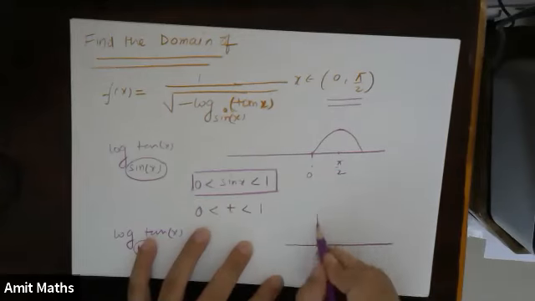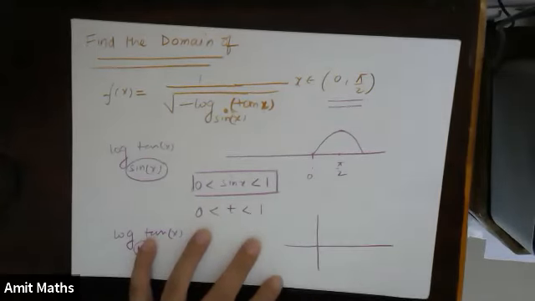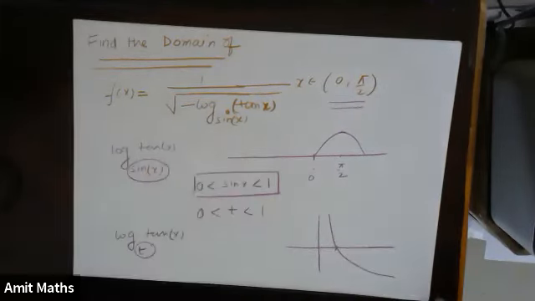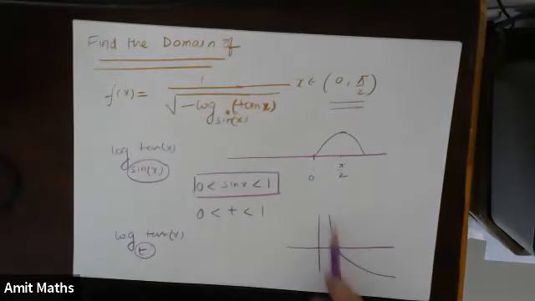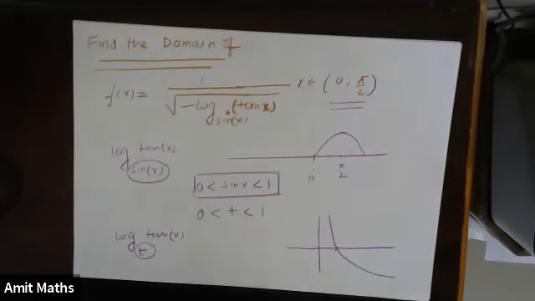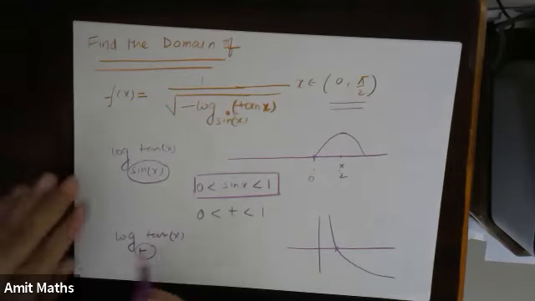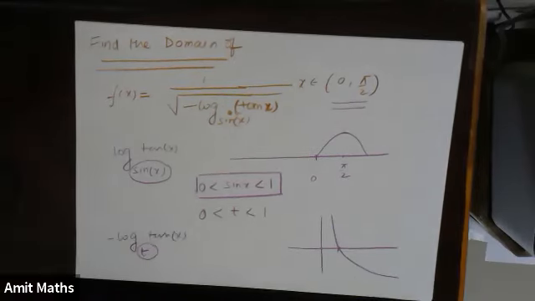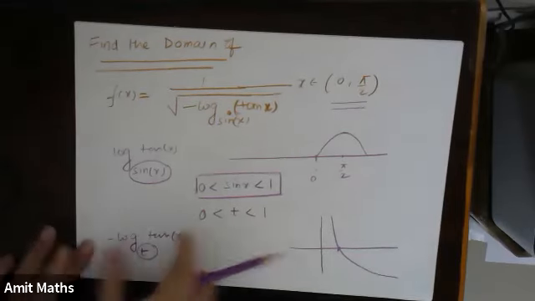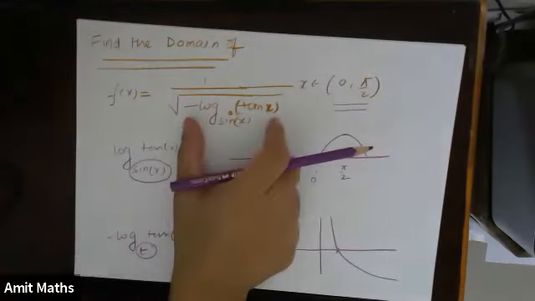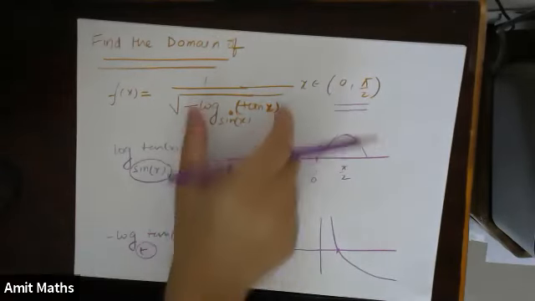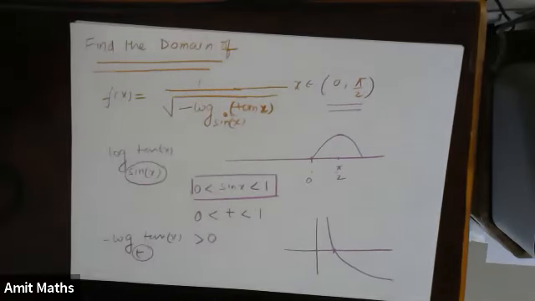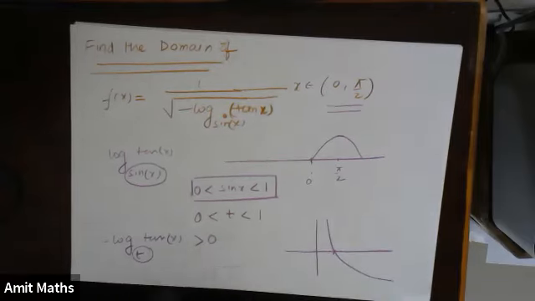That means this is the logarithmic function for a strong base, and this will be the function for a weak base. This is the logarithmic function for a weak base. Understood? Now see, we also have a minus 1 on this, and this whole part is under root. That means this whole thing has to be greater than 0.